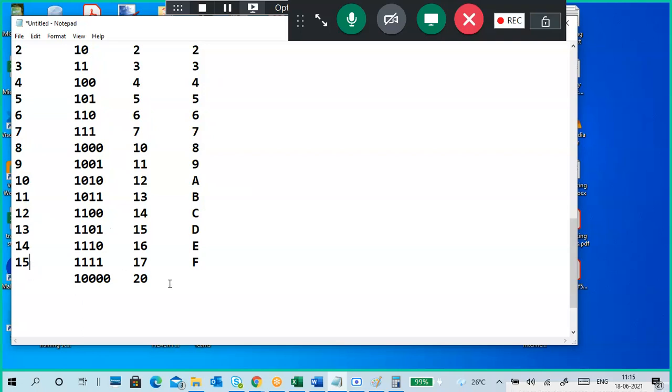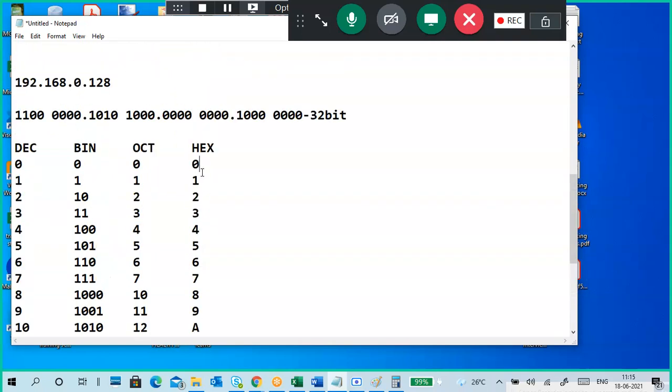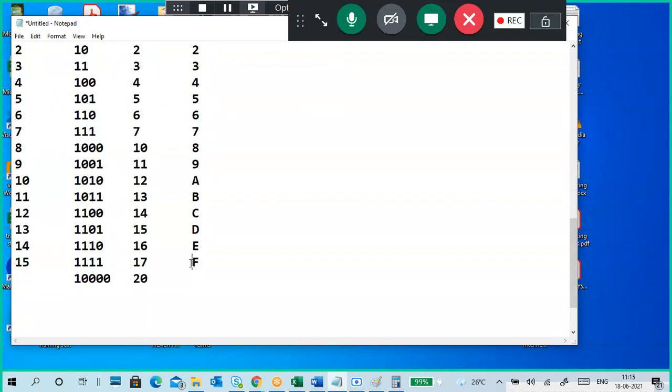That's why I wrote up to 15. So in hexa, 0 to F is a single digit only. And if you observe, this one is 4 ones in binary. A single digit of hexa represents 4 digits of binary. F means 4 digits of binary, the maximum digit, 4 ones in a binary.